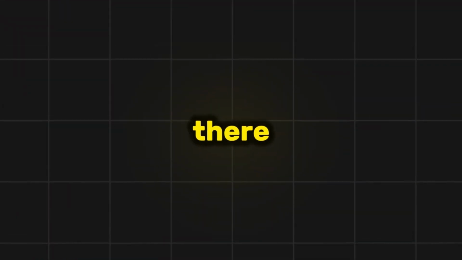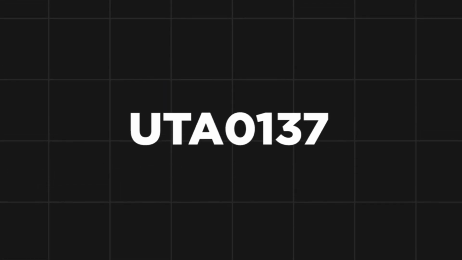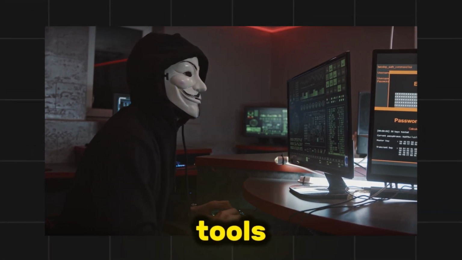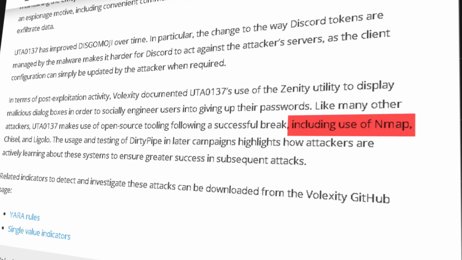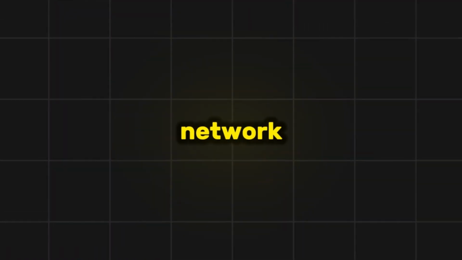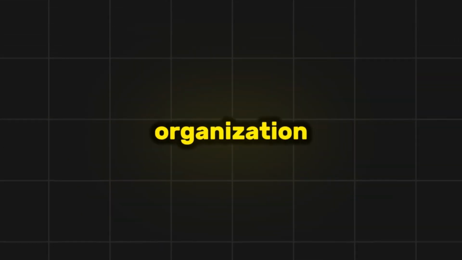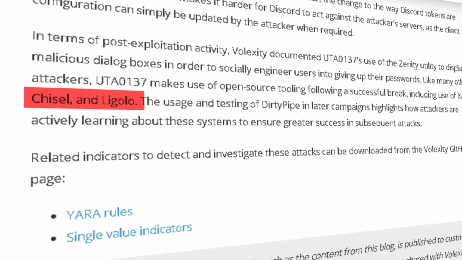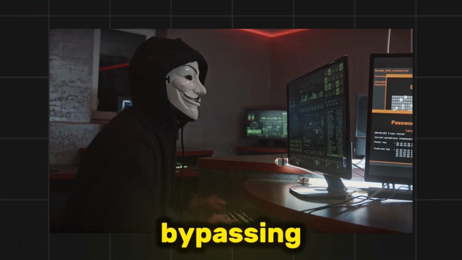But it doesn't stop there. Volexity's investigation revealed even more about UTA0137's tactics. After successfully infecting a system, the attackers use various tools to further their goals. They have been observed using Nmap, a popular network scanning tool, to explore the victim's network. This could allow them to identify other potential targets within the same organization. They also use tools like Chisel and Ligolo for network tunneling. These tools allow attackers to create secure connections between the infected system and their own computers, potentially bypassing firewalls and other security measures.